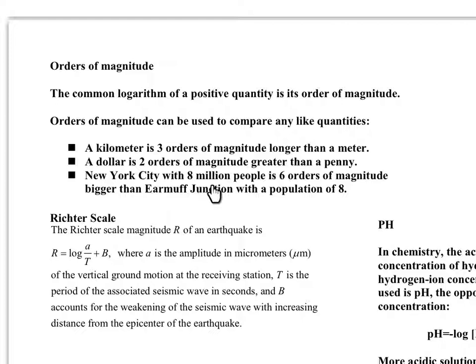New York City with 8 million people is 6 orders of magnitude bigger than Earmuff Junction with a population of 8. Okay? Because if you wrote 8 million, it would be 8 times 10 to the 6th, and 8 would be 8 times 10 to the 0. So it's 6 greater than. Okay?